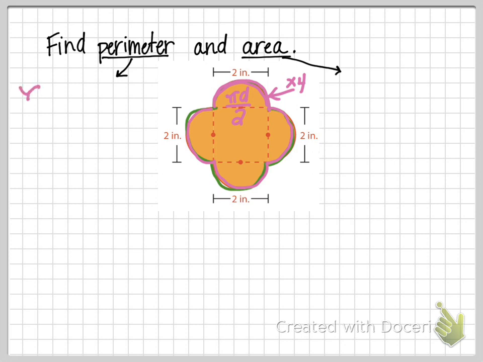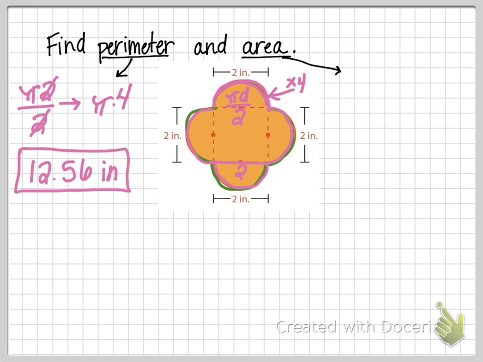Pi times the diameter, and so the diameter of each of these circles here, we see it out here, is 2. So pi times 2, and we'll divide that by 2 in order to get a half a semicircle. When we do this, those 2 just cancel. We end up with pi, and we need 4 of those, so times 4. So 3.14 times 4 gives us 12.56 inches for our perimeter.